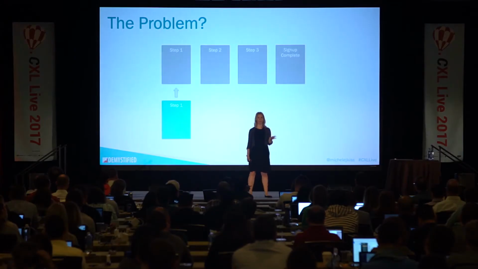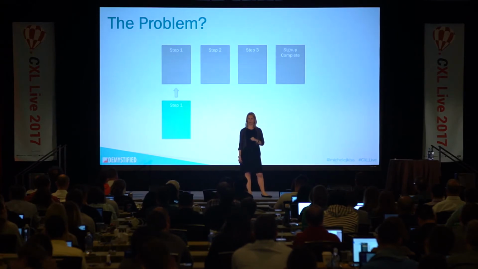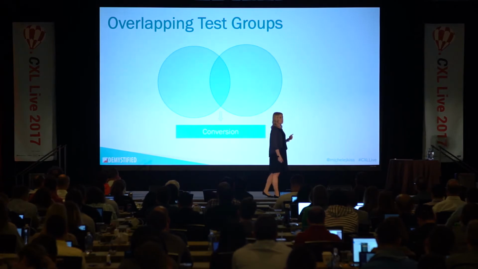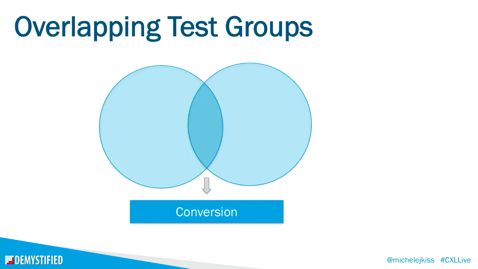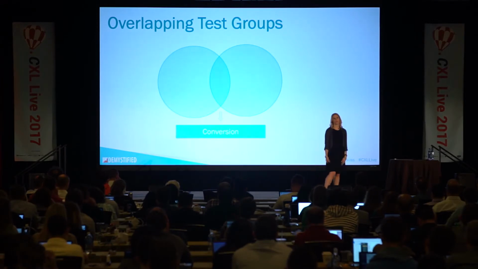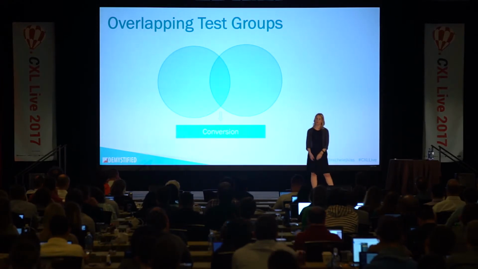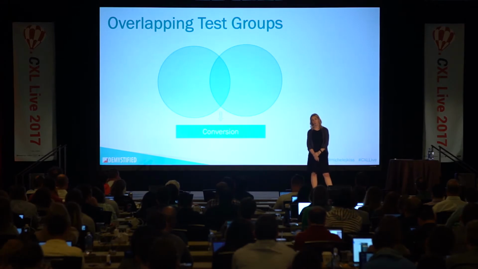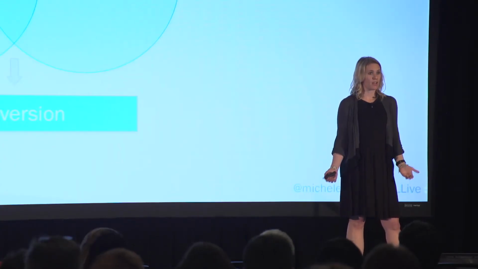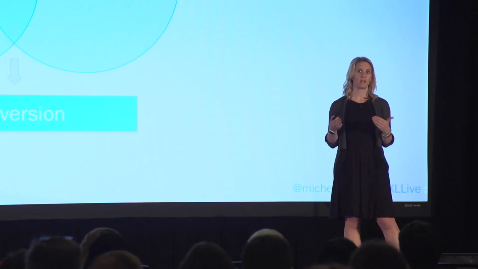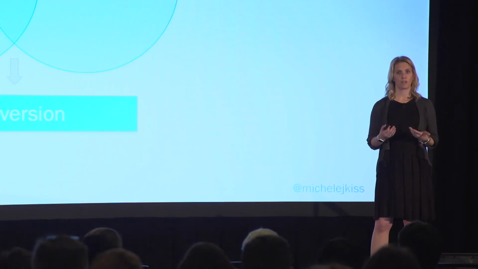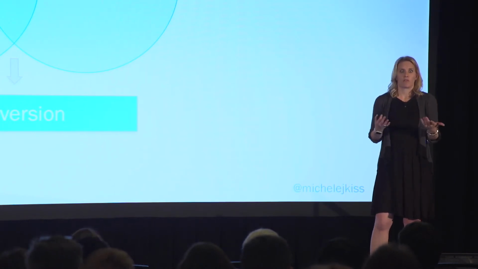Now, you don't have to have a broken testing tool for this to come in handy. Lots of companies, especially as you start doing more and more tests, will have overlapping test groups. You may have a test running on the homepage and a test running on your product page, and if somebody is exposed to both tests and then ultimately converts, which one actually drove their conversion? If you're just looking at the test in isolation, you may never know. So using your analytics data to understand the overlap can help you have cleaner results and ultimately push the right winner live.